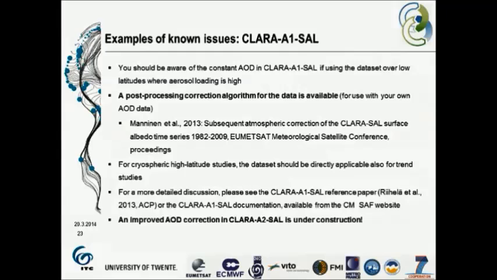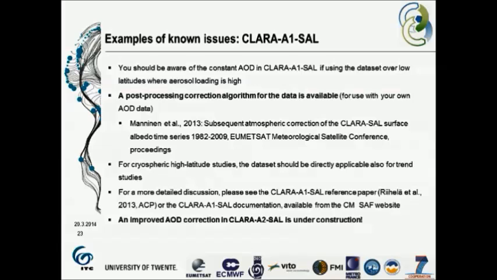So actually we have done it. There is a post-processing correction. If you're thinking of using the Clara cell dataset, you might consider looking at the paper there in the middle by Manninen et al. in last year's EUMETSAT Meteorological Satellite Conference proceedings. But I also should point out that the aerosol problem is mainly limited to the mid-latitudes. In the high latitudes, aerosol optical depth doesn't really vary all that much from our set value of 0.1. So we haven't seen any major problems in the validation or in using the data for cryospheric studies, so the dataset should be perfectly okay for use closer to the polar regions.